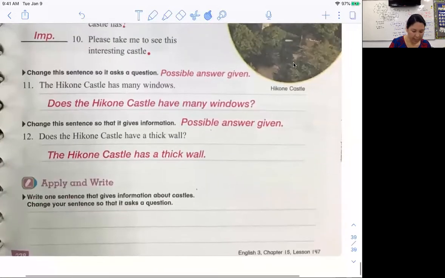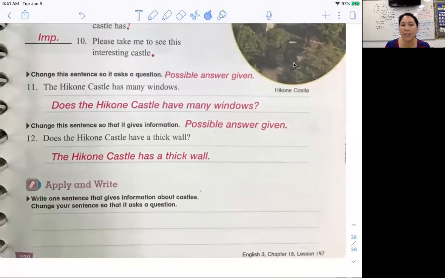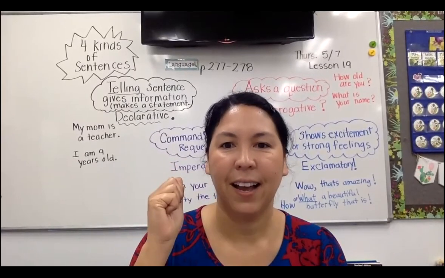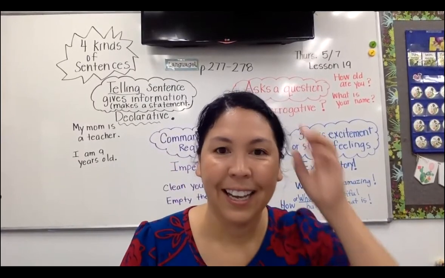All right, and then down here, write one sentence that gives information about castles. Change your sentence so that it asks a question. So you have to do a telling and then flip it and then ask it. Or you could ask it and then tell it, either way, okay? All right, and then you can share that with me next time we talk. Okay, friends? All right, well, that is our declarative, interrogative, exclamatory, imperative lesson.